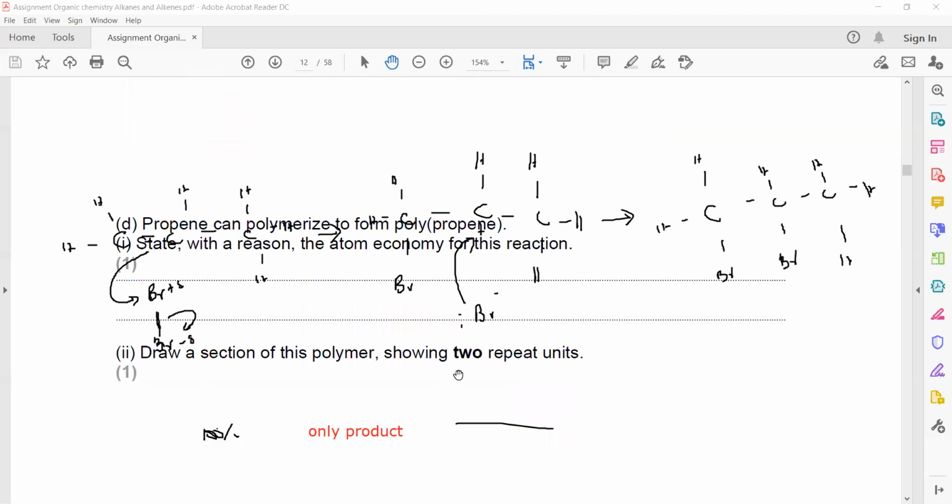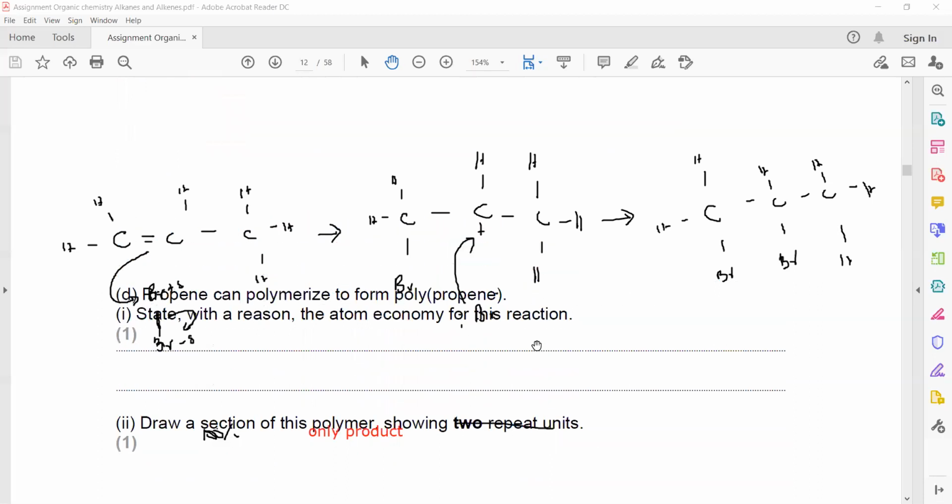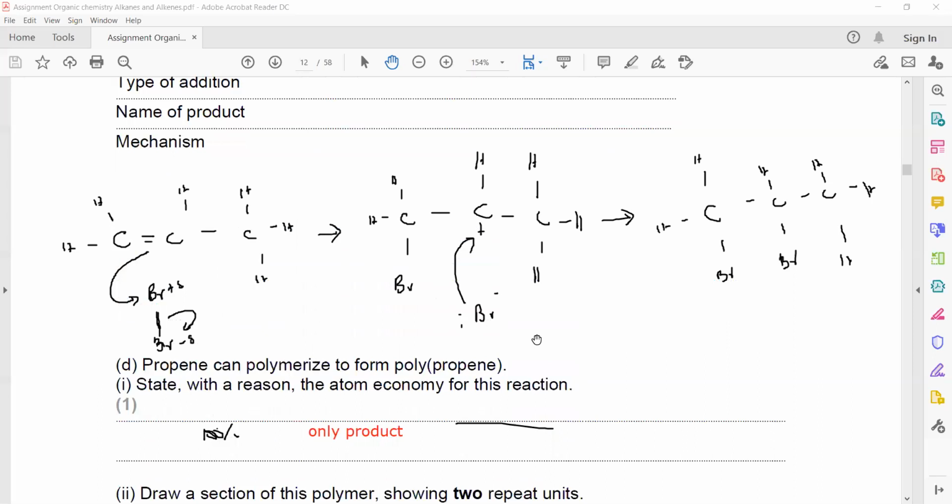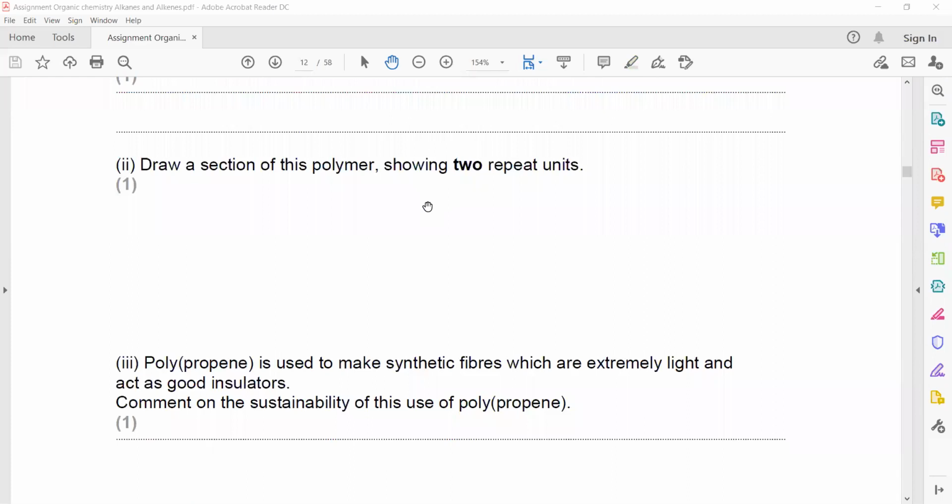Then draw a section of the polymer showing 2 repeat units. So we just have to draw the polypropene. First your monomer, propene, should appear with C, this is a CH3, and then H will be there. And this is one unit. We have to draw another unit and link them together, and put n.